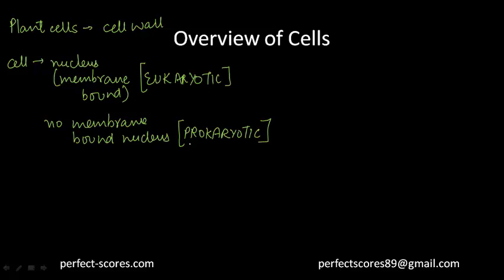Now a brief introduction of what this actually means. Pro means initial and eu means new. So prokaryotic are the ones that were formed earlier, and eukaryotic are the more developed ones. Now in both of them, prokaryotic and eukaryotic cells, there is a semi-fluid matrix in the cell, and that matrix is known as cytoplasm.